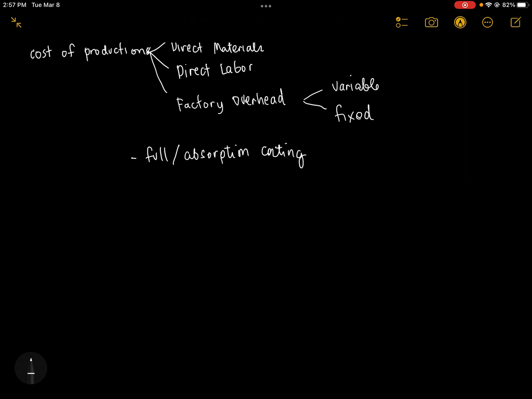And this method of costing is the one acceptable under GAAP, and these are being used for external reporting. Meaning, our financial statements are being prepared, and the inventory in the financial statements is being computed considering all cost of production, whether it's variable or fixed.